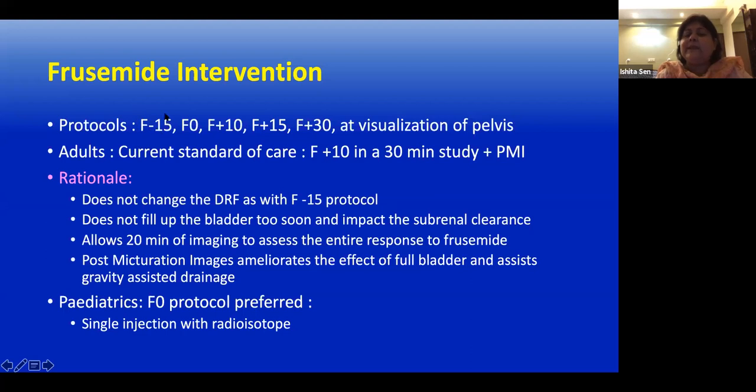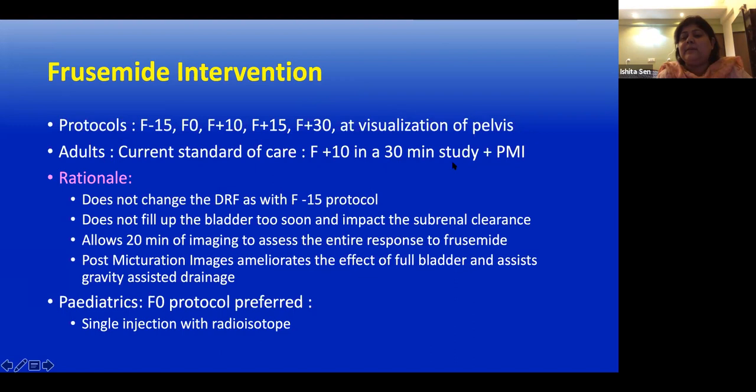So it may be given F minus 15, which means 15 minutes prior to the injection of the radiotracer, F0, which means along with the radiotracer, after 10 minutes of the radiotracer, 15 minutes after injection of the radiotracer, 30 minutes, which is basically at the end of the initial dynamic study. Then there is one which says that there is a visualization. So somebody who is actually monitoring the study sees tracer arrival in the pelvis and then subsequently injects the diuretic.